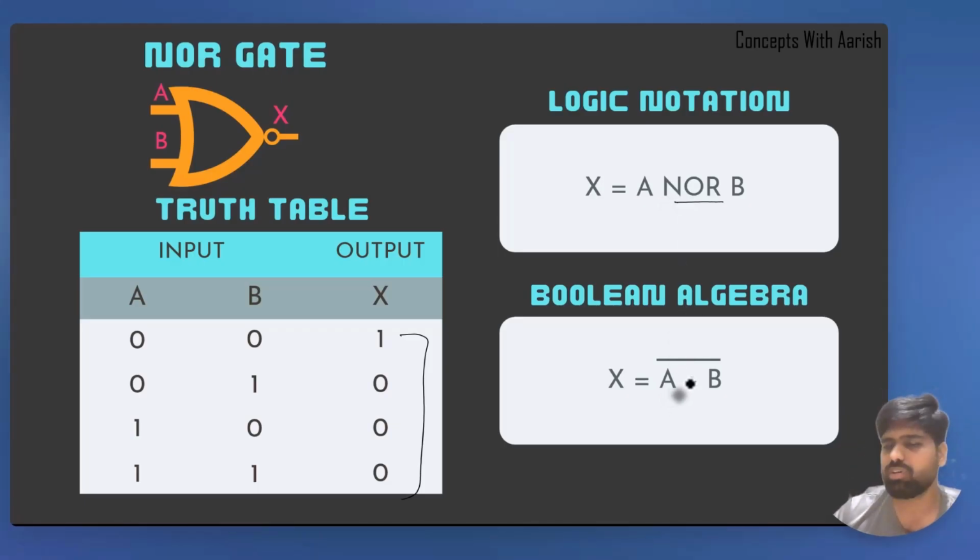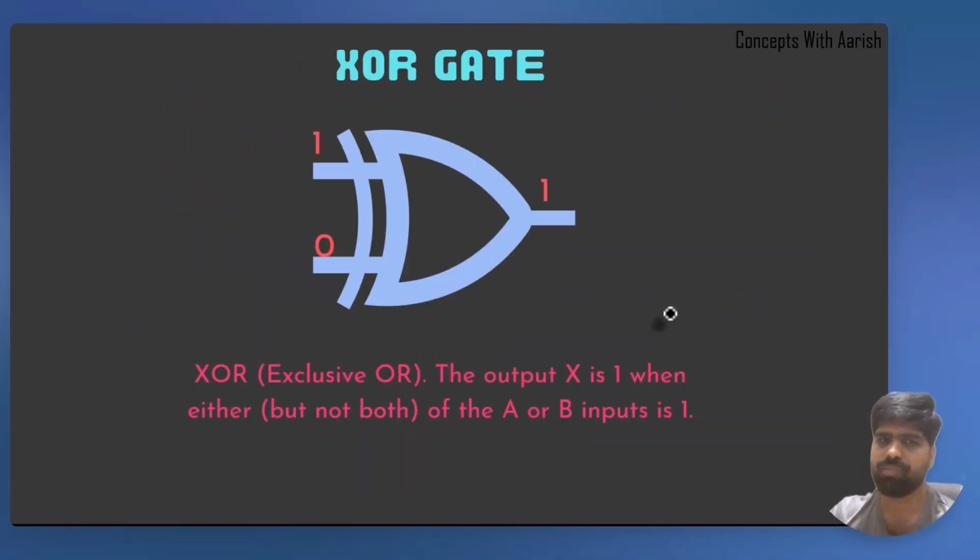And for the Boolean algebra form, it's a plus for the OR and a bar for the NOT. So that's how you get your Boolean algebra form. At the end, we have the sixth gate, called the XOR gate, or exclusive OR. Its shape is very similar to the OR gate, but with one more bracket at the start.